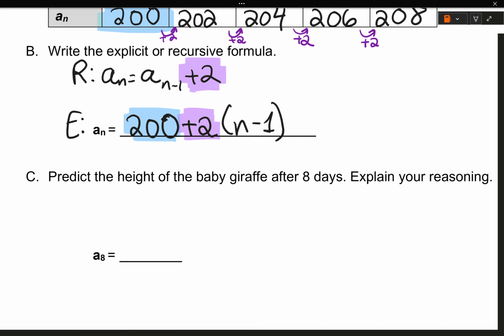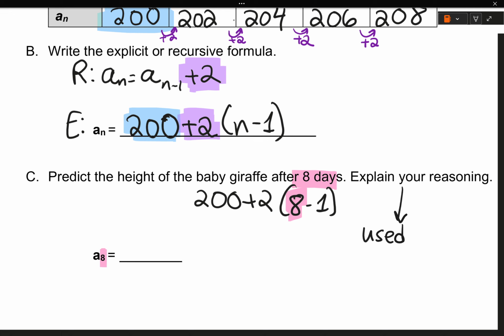Now let's say you use the recursive formula. You could continue the pattern and then say, I use the recursive formula. Or you can do what I'm going to do. You're going to take the explicit formula and plug 8 into it. And that's what we'll say. All right, I'm going to do it right here. 200 plus 2 times parentheses 8 minus 1. And I'm plugging in 8 because I'm looking for 8 days. Type this into your calculator exactly as is. And while you're doing that, I'm going to write down the explain your reasoning part.